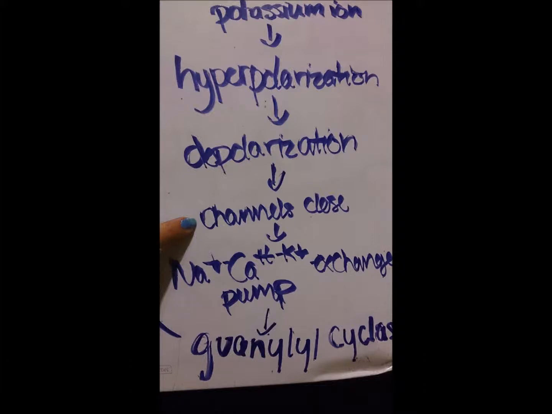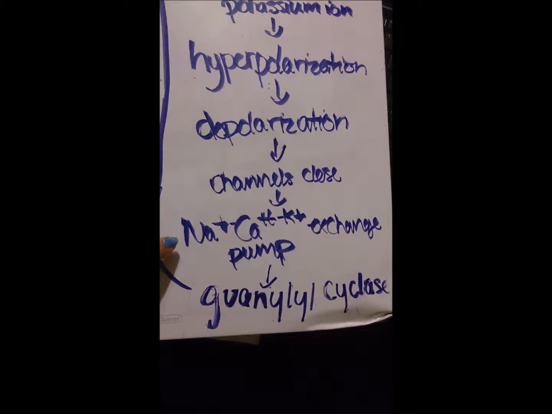The sodium, calcium, and potassium exchange pump is a process in which 2 potassium ions go in and 3 sodium ions come out. 2 calcium ions go in and 2 potassium ions come out, and 3 sodium ions go in and 1 calcium ion goes out.